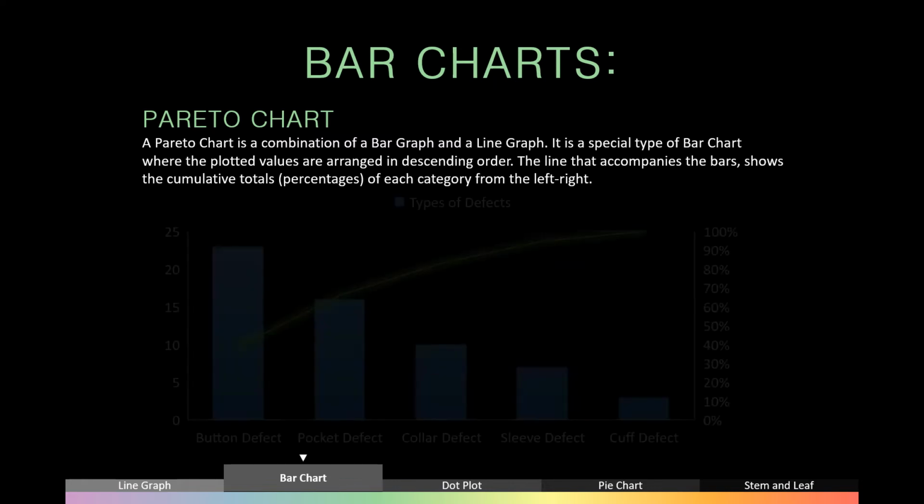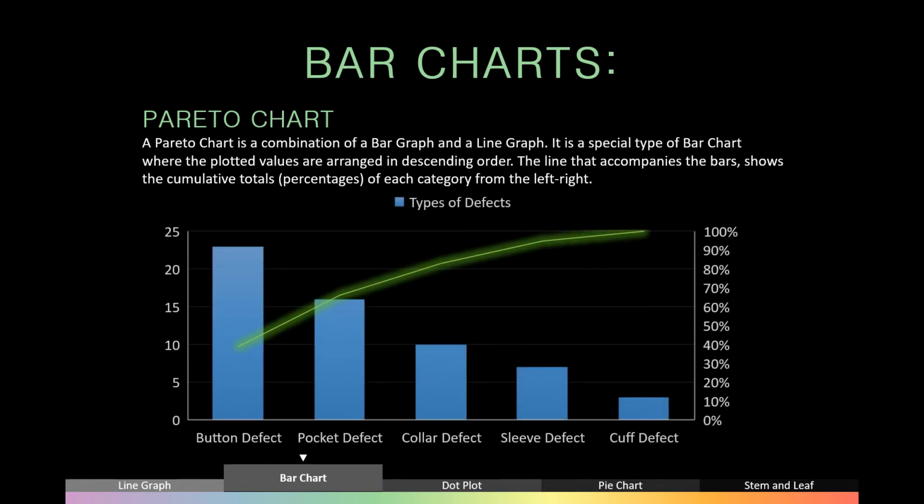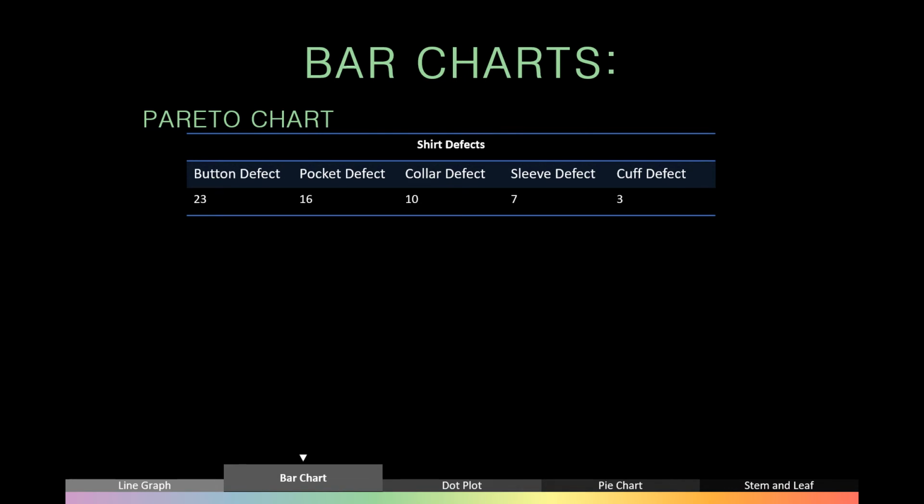Now, on your screen, we're going to look at an example where we're looking at types of defects for shirts, maybe. And we can see that we have 5 categories or 5 types of defects, and we've arranged this in descending order. So we have the highest amount of defects on our left and the lowest amount of defects on our right. And the line is representing the cumulative totals, where the final category, being the last defects, must sum to 100%.